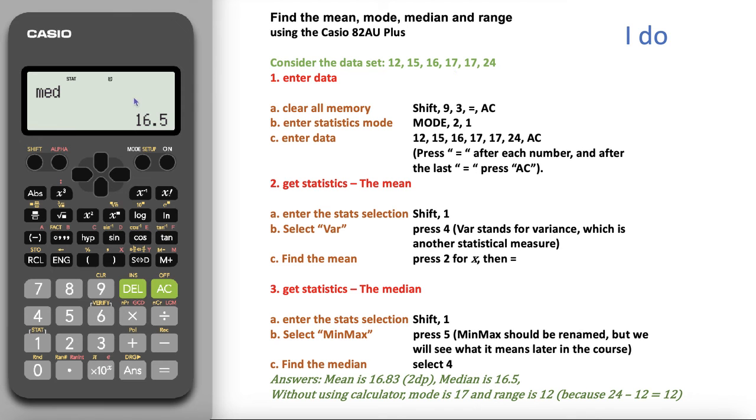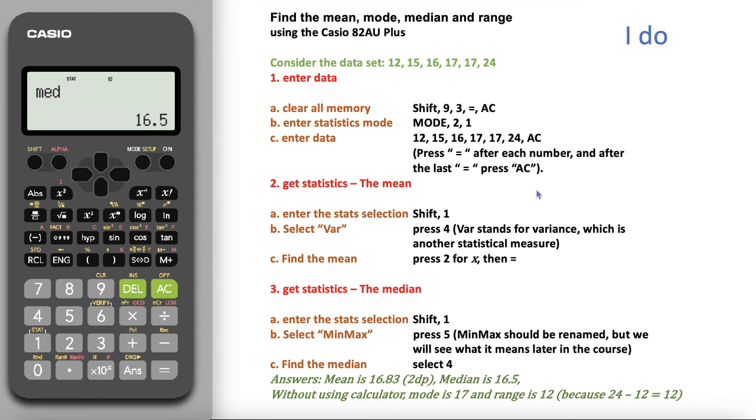So the median is 16.5. Again, how did we get that? Shift 1. Every time you want a statistic, you're going to press Shift 1. We want min-max for median, so 5, and then 4 for med. Med stands for median. 4 equals, and there's your 16.5.